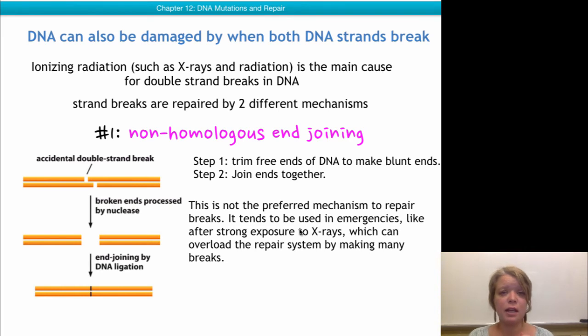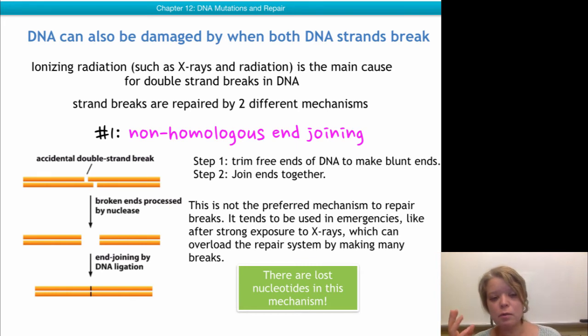It is activated in single-cell organisms such as bacteria or yeast after a massive exposure to X-rays. But we also have non-homologous end joining in our cells, which is not. We prefer a different type of DNA repair. But it's important to know that because non-homologous end joining removes some of the DNA molecules in order to create this smooth cut that it can then rejoin using DNA ligation, there will be lost nucleotides in this mechanism.